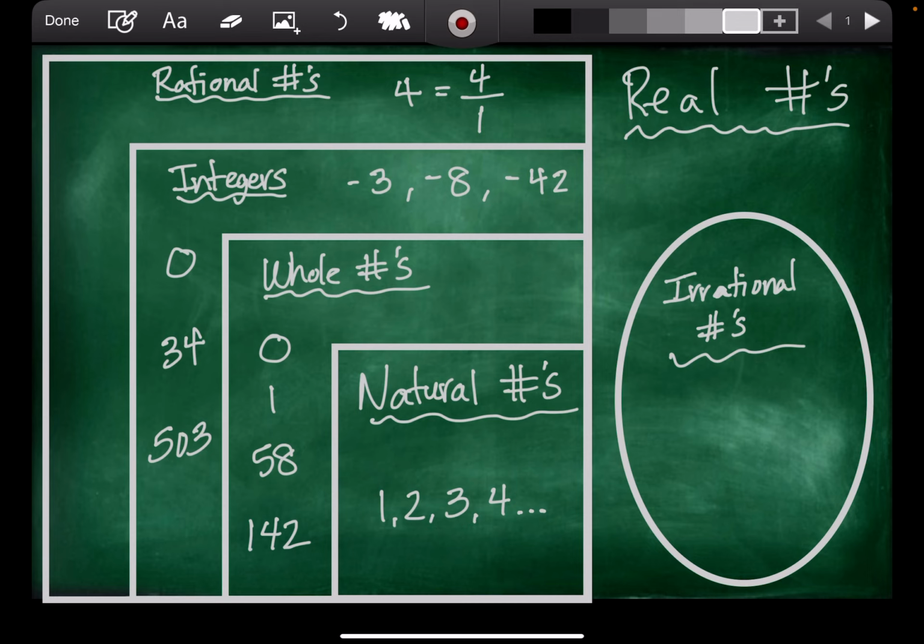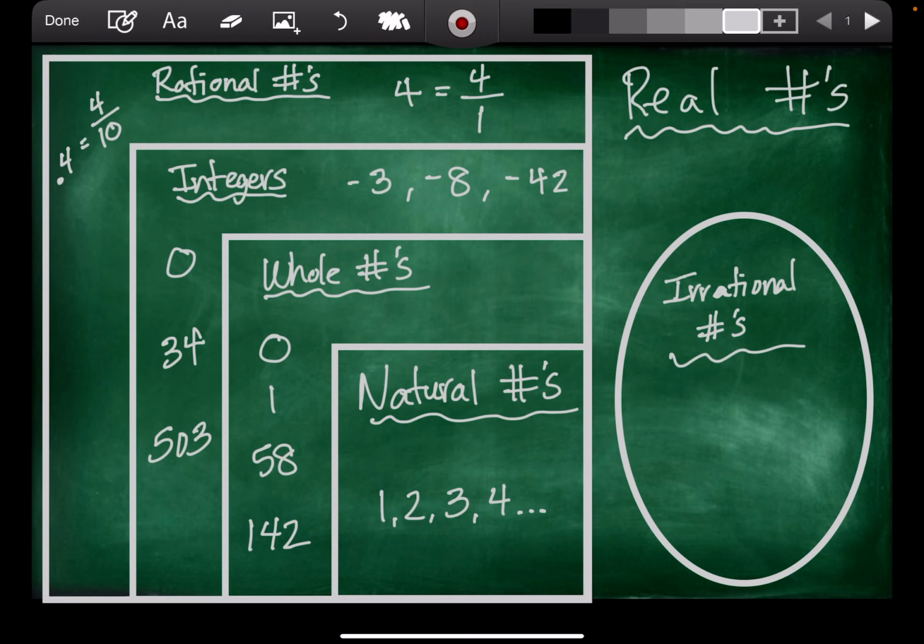Decimals, if you can write a decimal as a fraction, it's considered a rational number. So for example, the decimal, I'll write it over here, 0.4. That's 4/10 if you were to say it as a fraction. And therefore, if you can write that as a fraction, it's considered a rational number.